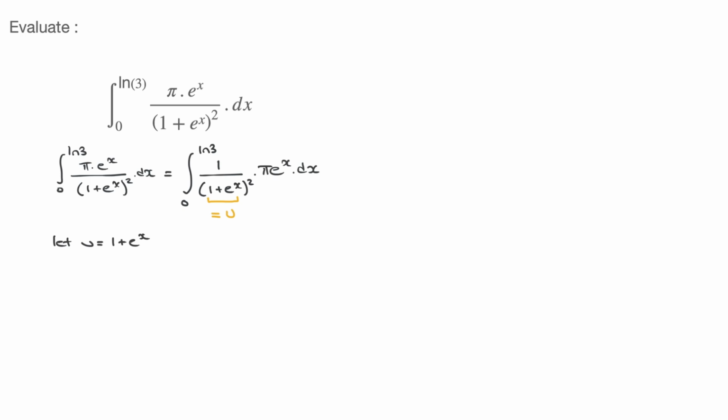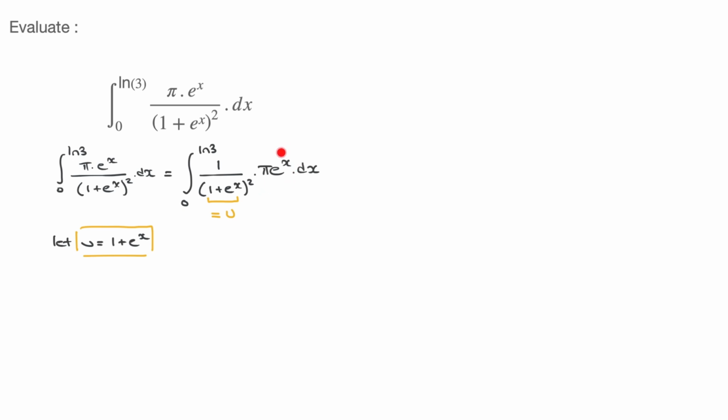Okay, now that that's established, our goal is to rewrite our integral in terms of this new variable, u. In fact, instead of calling this method the method of substitution, I much prefer calling it the change of variable method, because that's exactly what we're doing. So if u is equal to 1 plus e^x, then 1 over (1 plus e^x) squared will just turn into 1 over u squared.